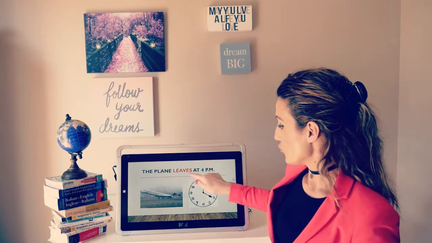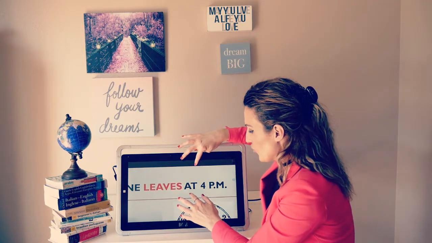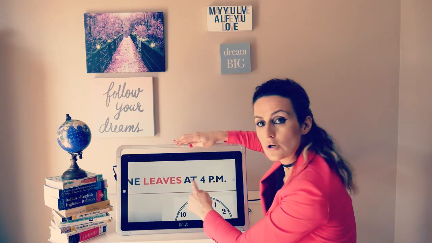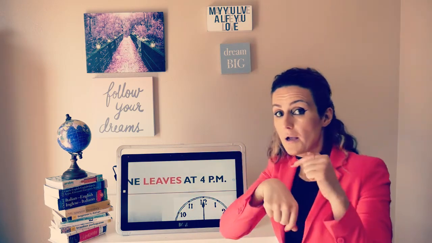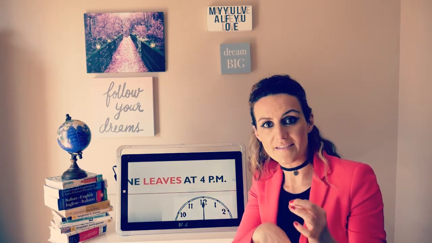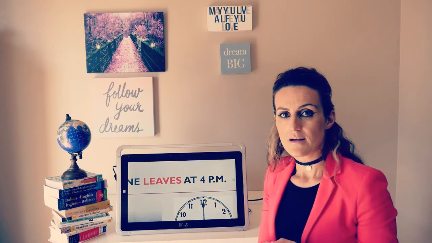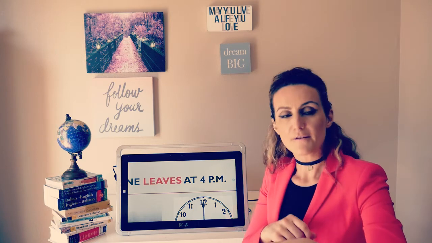See? Schedule, time. By the way, why did we use this preposition at here? Why? Because we're talking about time. When you talk about time, you must use the preposition at. I go to work at 7. I come home at 5.